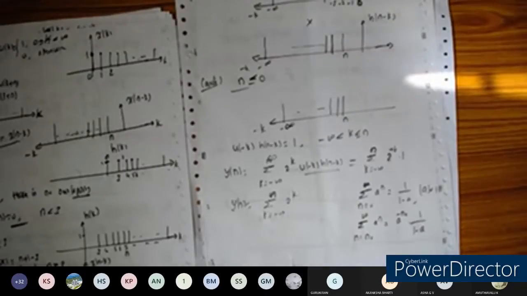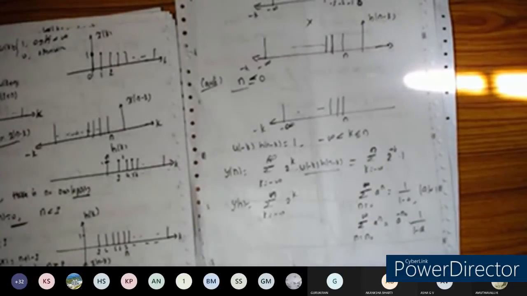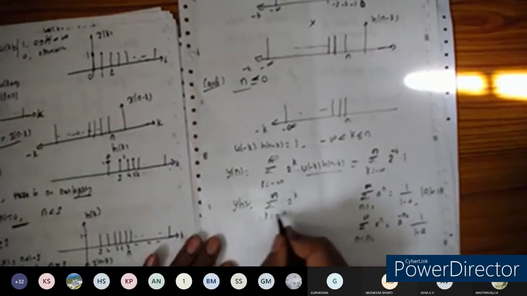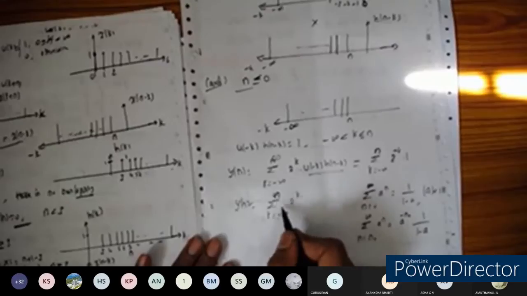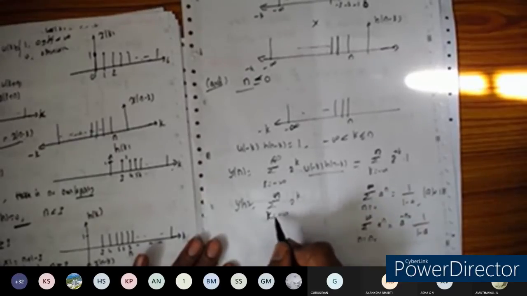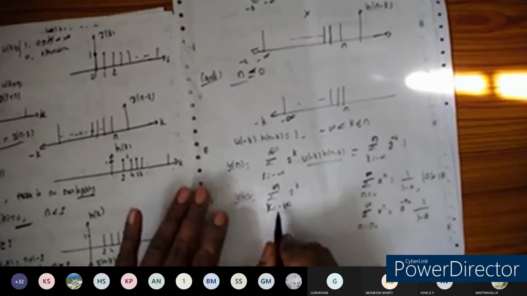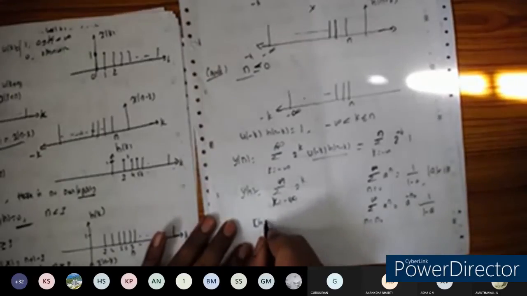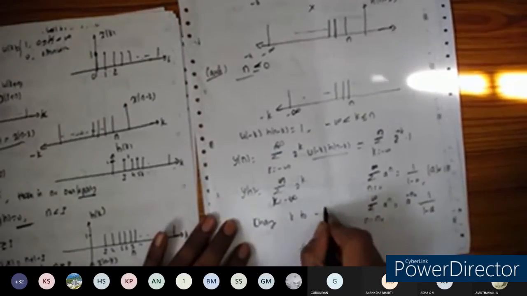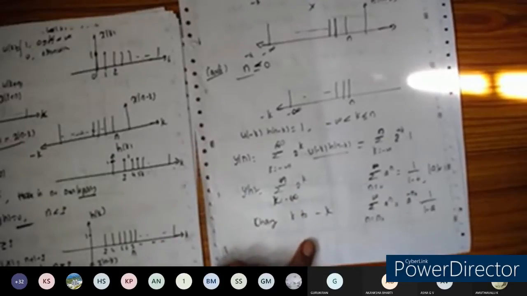Now we can substitute the same formula here. What we need to change is the limits. Since we don't have any formula for minus infinity to n, I'm going to change k to minus k. So if you change k to minus k, you can take the change here.